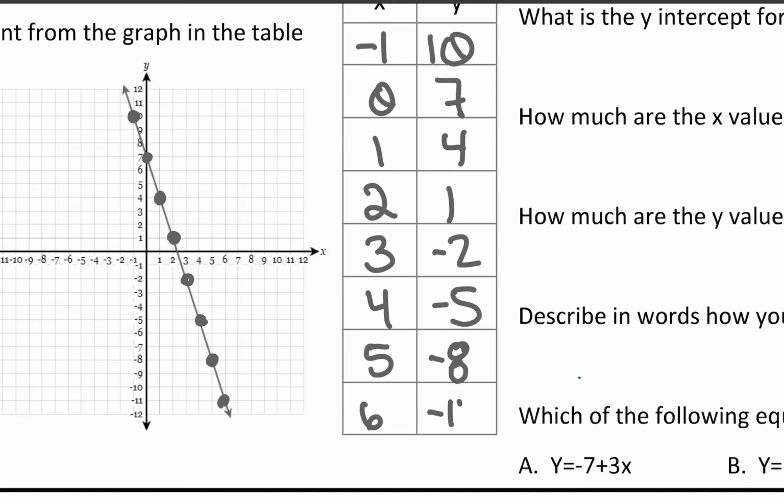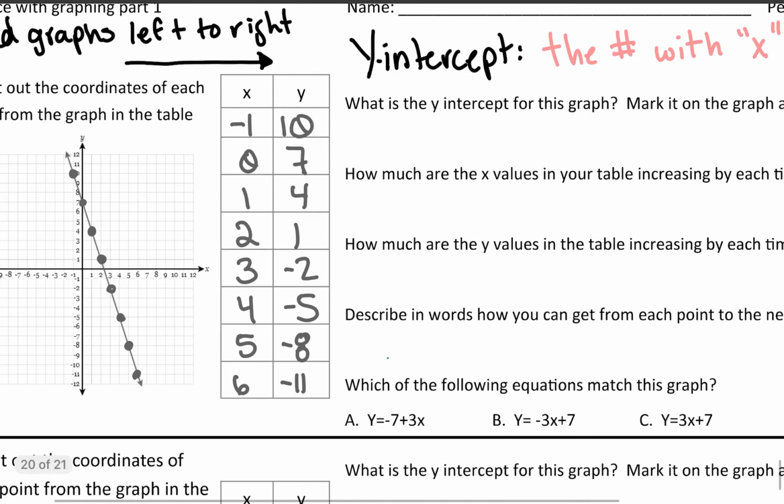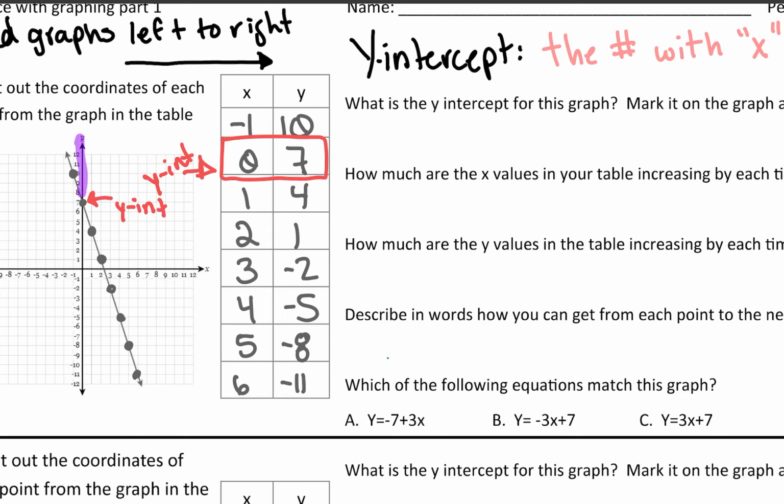So what's the y-intercept? Again, the y-intercept is the number with x at time 0, which in this case is right here. So this is your y-intercept on the table. On your graph, it's right here. Okay? And the y-intercept is always going to occur on your y-axis. So what is the point that happens on the y-axis?